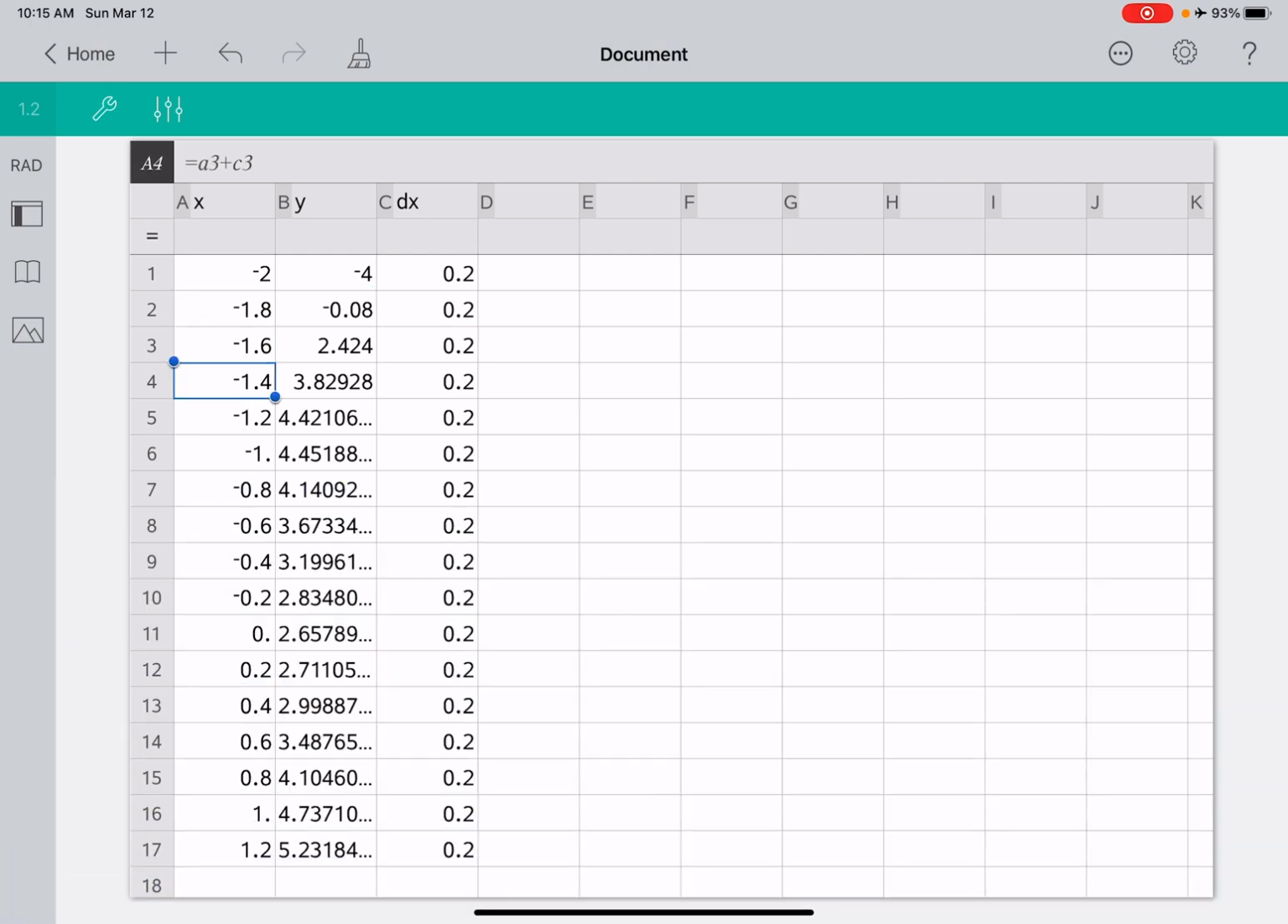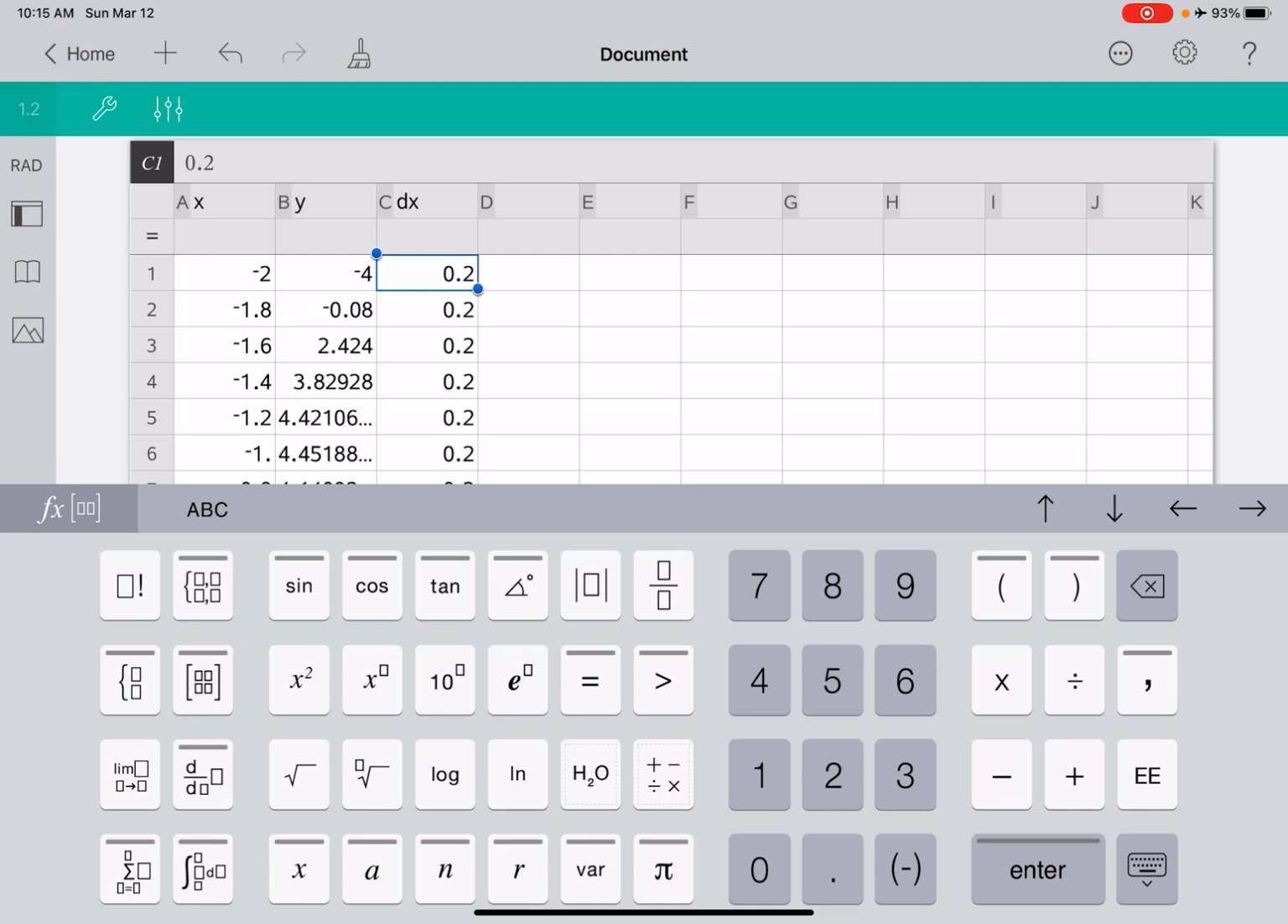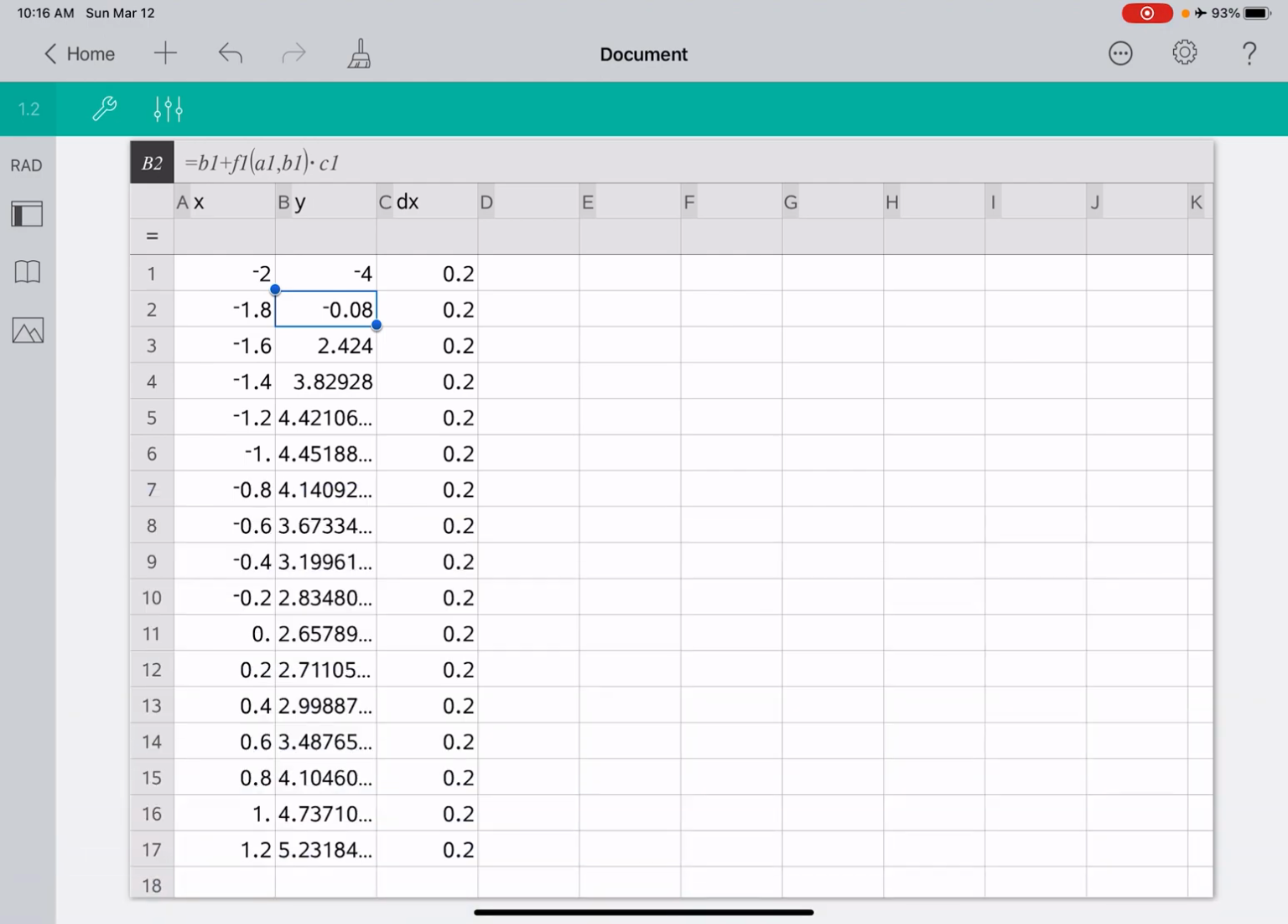Each time you go down the list, they increase by 0.2. And my y values here, let's take a look here, right there. My next y value is found by taking my previous y value, cell B1, plus the derivative, which is f1, evaluated at a1 comma b1, and multiplied by your dx value from cell C1. So I've got every reason to think here, guys, that these values are all correct.